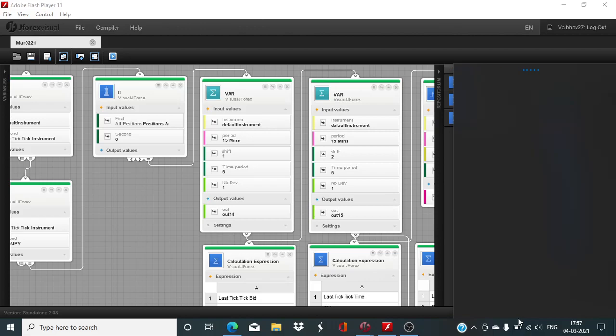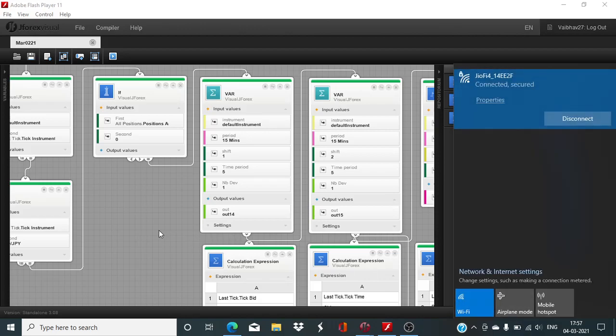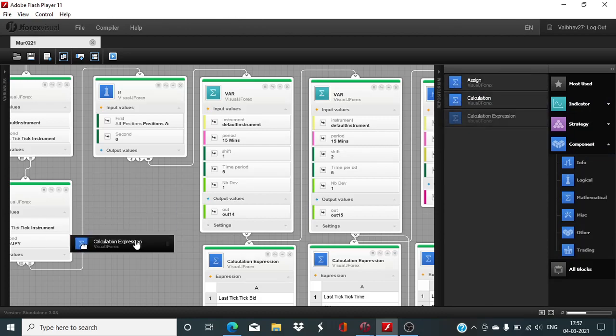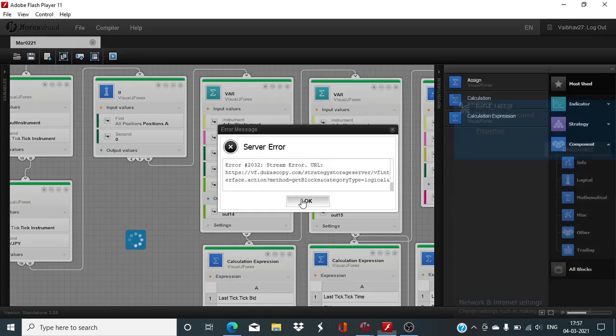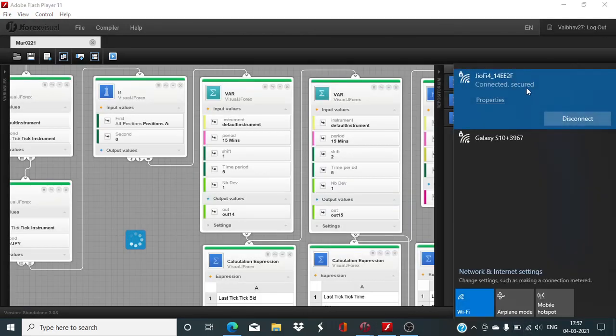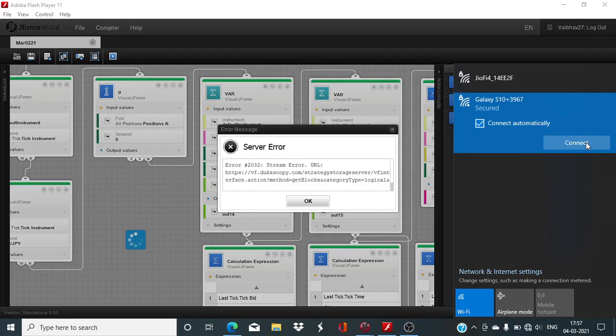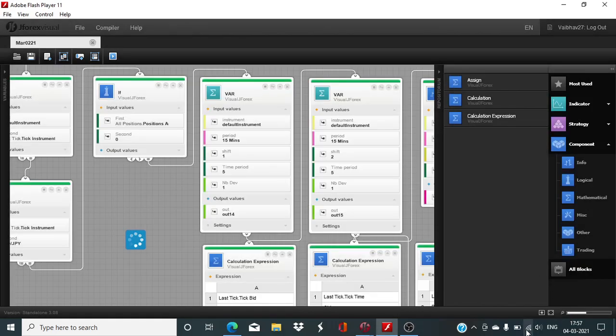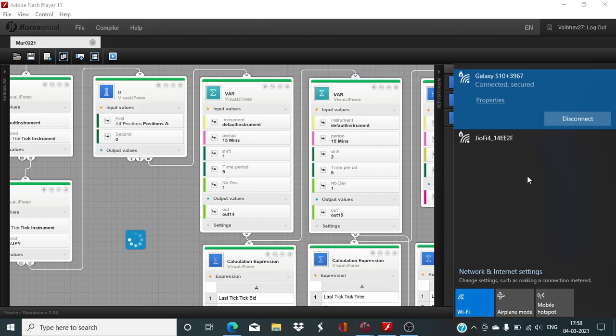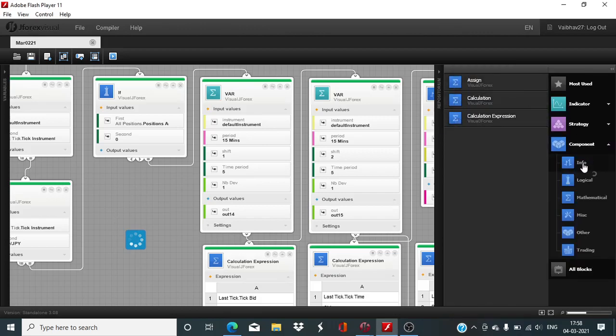Taking a bit of time here. This log is not going to work. I think there is some problem on the platform again. There is a connectivity error. Wait, okay. Now let me try one more time.